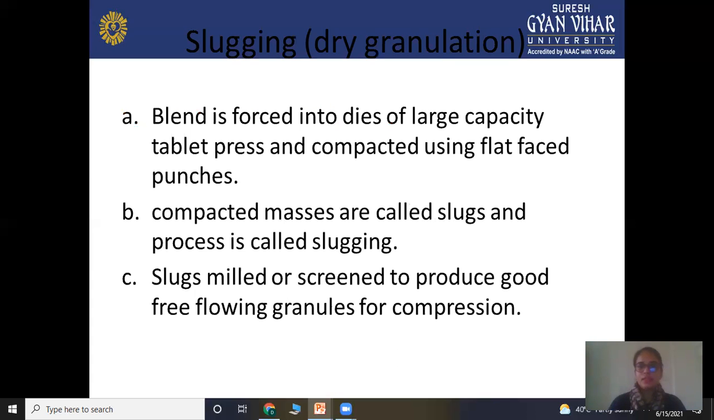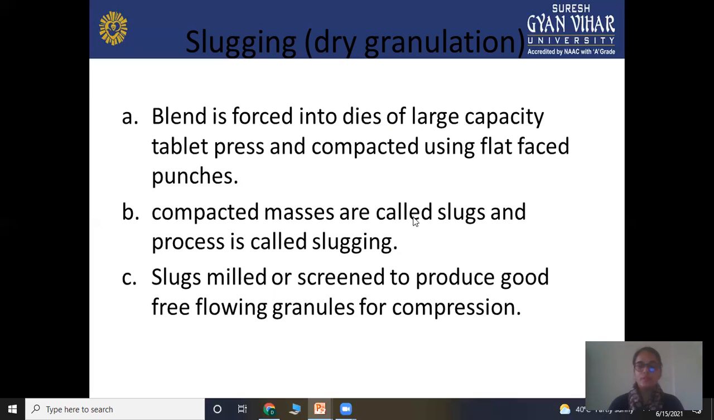Next is slugging, and slugging is also known as dry granulation. In this, the powder is forced into the die of a large capacity tablet press and compacted using the flat faces of the punch. This slugging is very important, and in this, force is applied with the help of dies, and large pressure is required to form the flat tablet with the help of punches. The compacted mass is called a slug, and the process is called slugging.